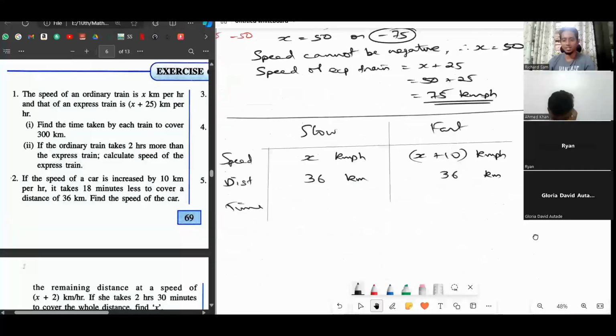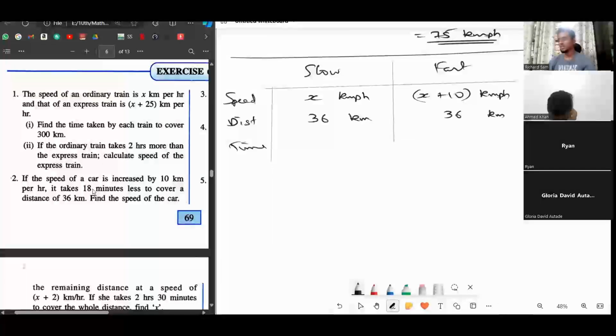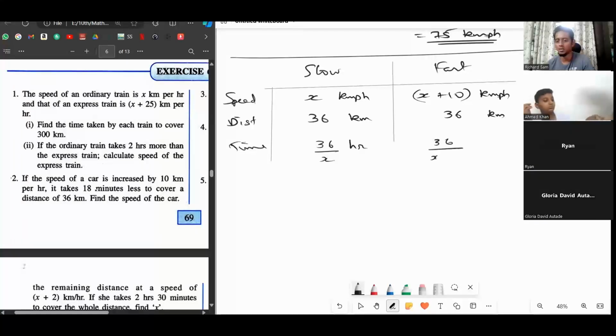What is 18 minutes? That is the difference between both the slow and the fast. Yes, if it went fast, it would have reached 18 minutes faster. Okay, but what's the formula? What's the equation we can make using time? Same like before. Distance upon speed, that is 36 upon x. This is your time, 36 upon x hours. And here, what is the time taken for the fast one? 36 upon x plus 10 hours. Okay. Now make an equation out of this.